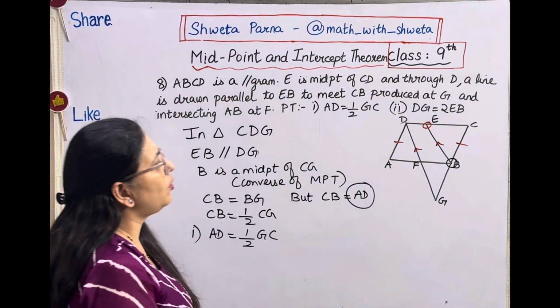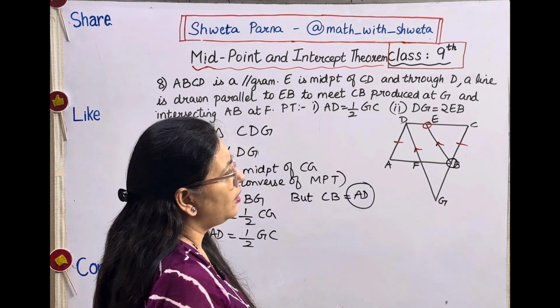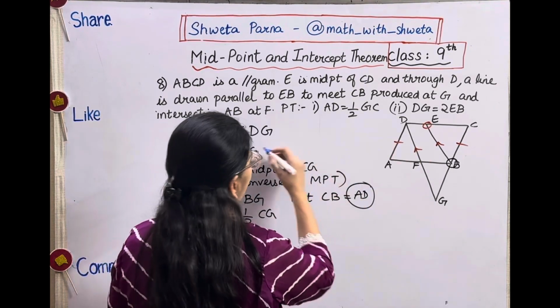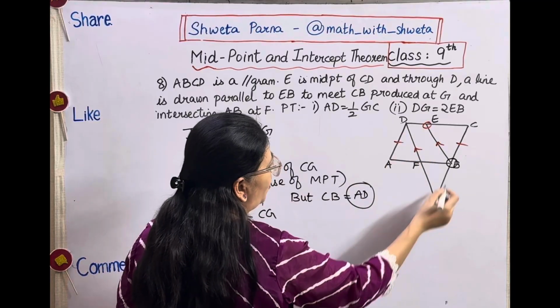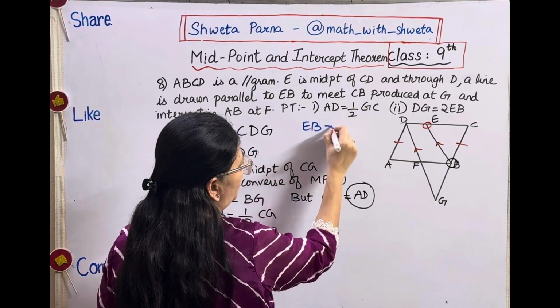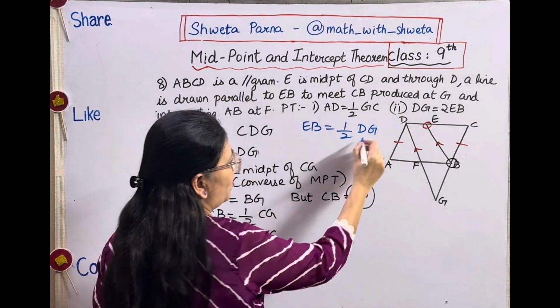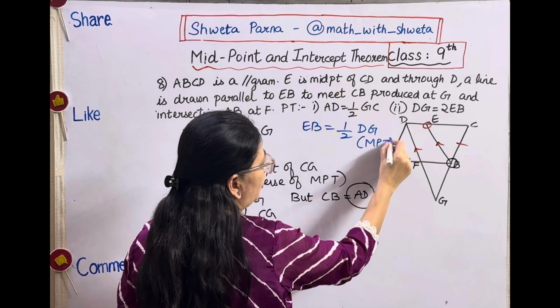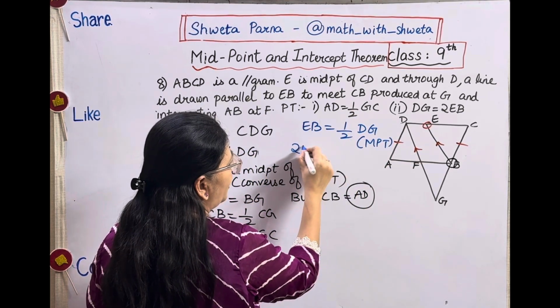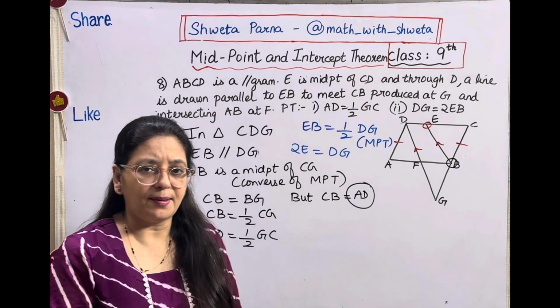Clear? Come on. Now comes the second part which says that DG is twice EB. Now in this triangle only, if E is a midpoint, B is a midpoint. Okay. So that means EB would be half of DG as per midpoint theorem. You will write the reason, midpoint theorem. Now cross multiply, 2EB will be equal to DG. This would be the second subpart.